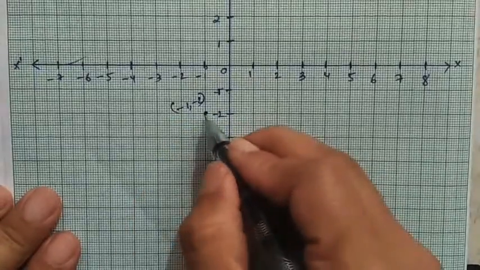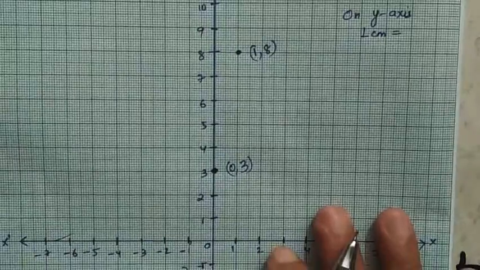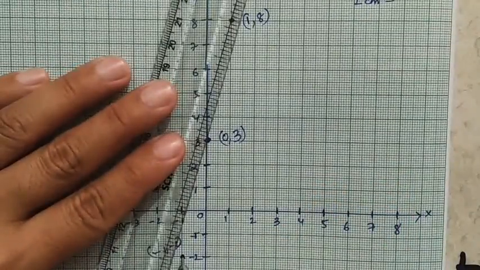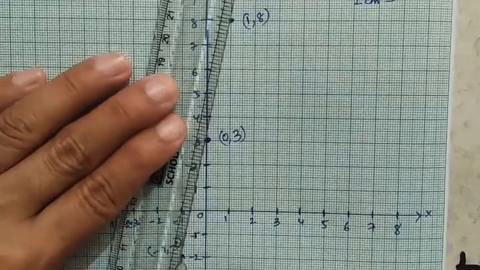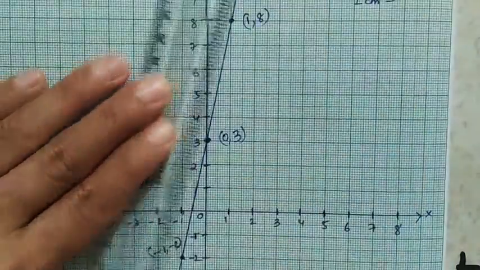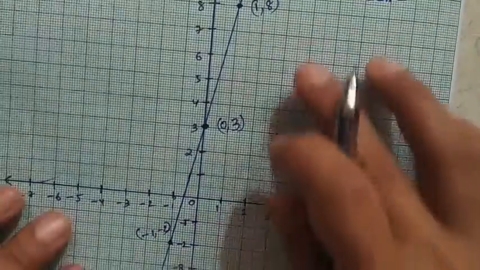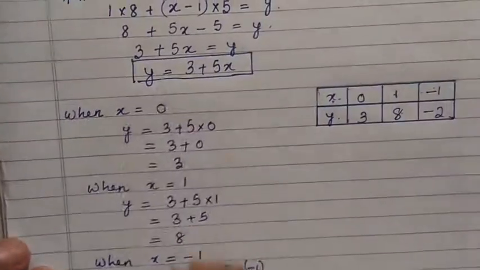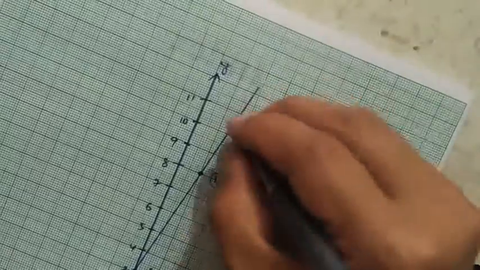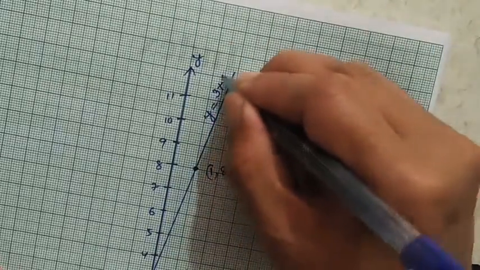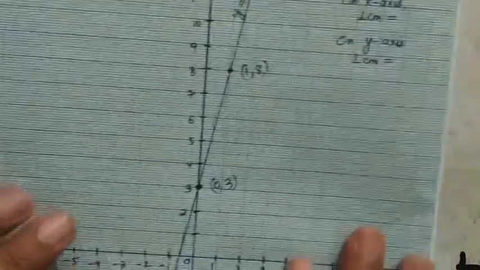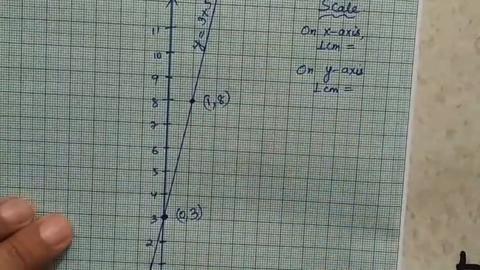So we get 3 points. Now join these 3 points. The equation of this line was y is equal to 3 plus 5x. So write the equation name, y is equal to 3 plus 5x. So this is the line of this equation.